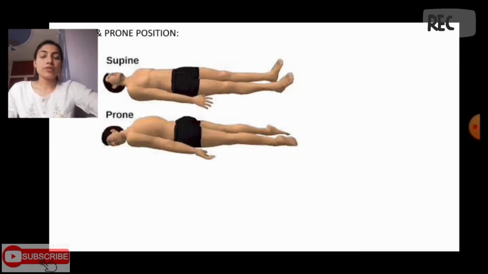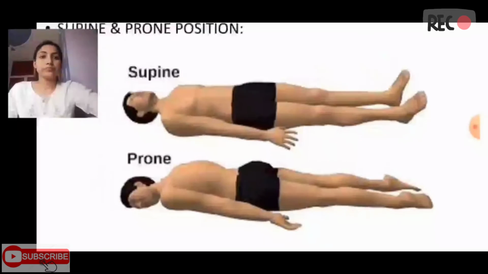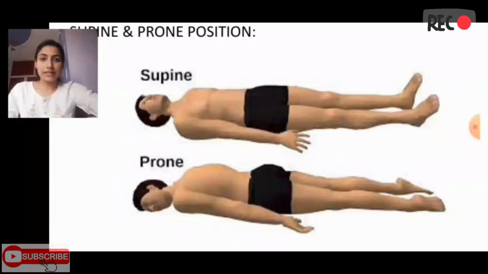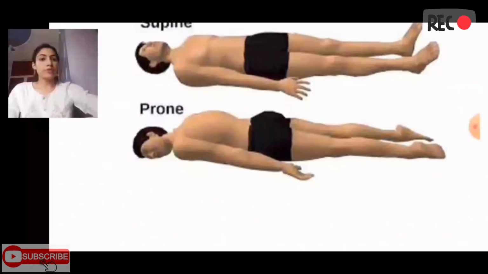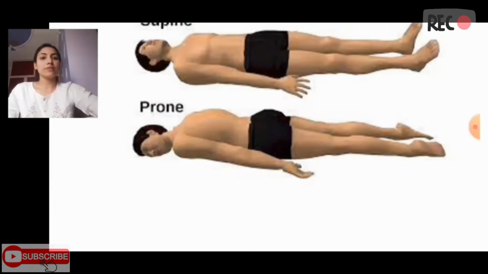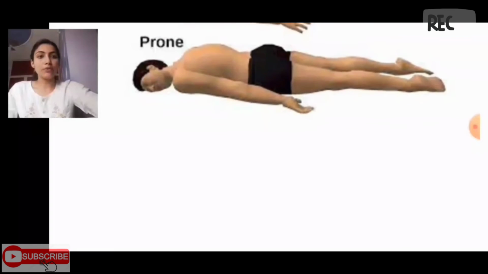The second position is the supine position. In the supine position, a person lies on his back and his face is directed towards the ceiling, his eyes are towards the ceiling. Now what is the prone position? In the prone position, a person lies down on the stomach, on the abdomen. We are able to see in this diagram that this is the prone position.